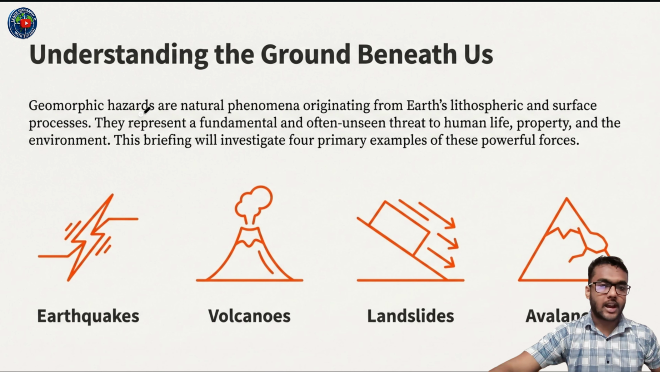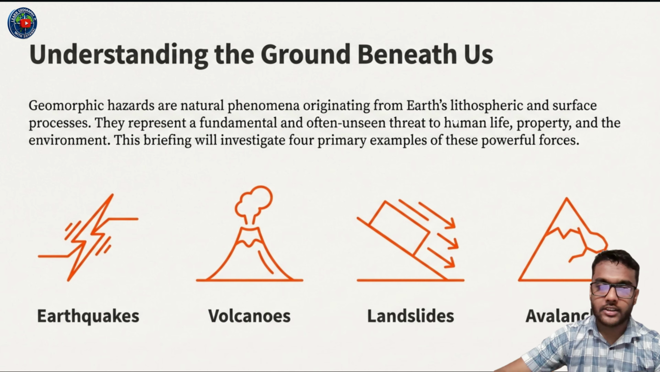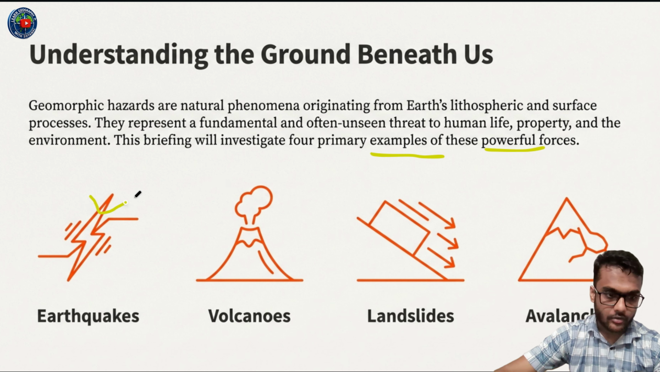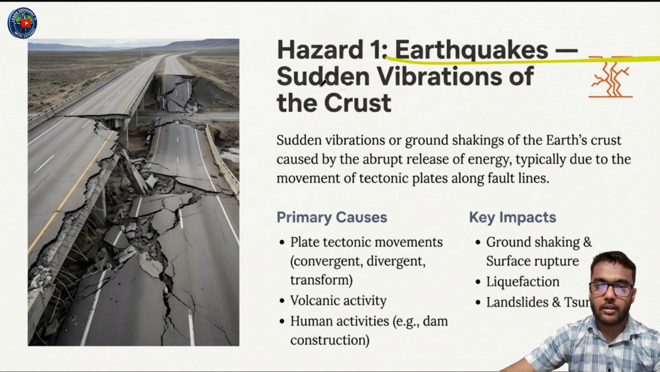Geomorphic hazards are natural phenomena originating from Earth's lithospheric and surface processes. They represent a fundamental and often unseen threat to human life, property, and the environment. This briefing will investigate four primary examples of these powerful forces: earthquakes, volcanoes, landslides, and avalanches. Number 1, earthquake. An earthquake is a sudden vibration of the crust.